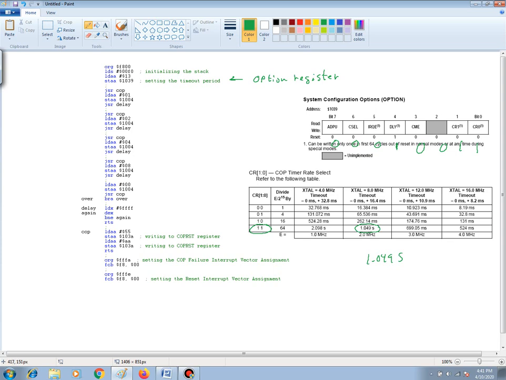Looking back at the program, then we go to JSR COP. So this is a subroutine. What does a subroutine do?